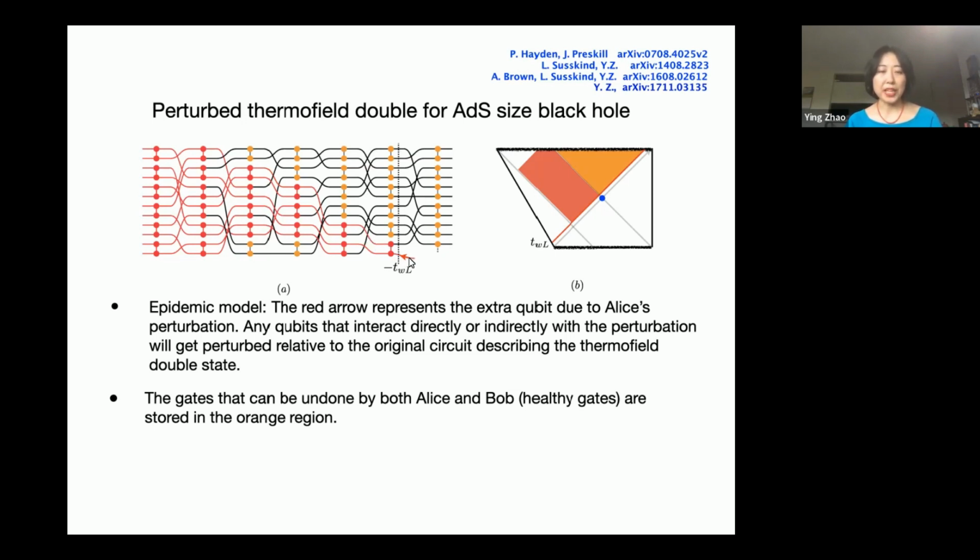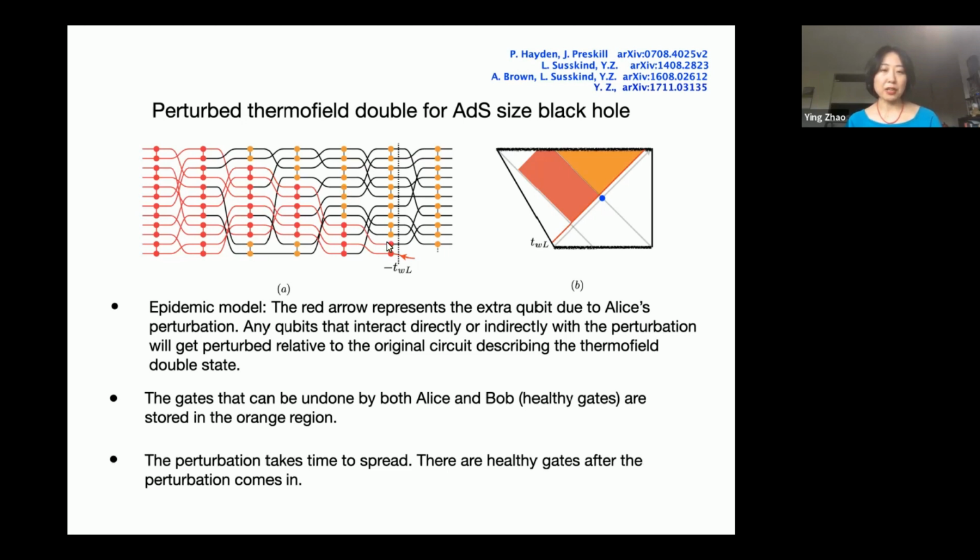Because the dynamics is k-local, this perturbation takes time to spread. That means even after the perturbation comes in, there are still healthy gates left, a large number of gates that can easily be undone from Bob's side. Because this thing spreads like an epidemic, we call the unaffected ones healthy gates. Correspondingly, in the Penrose diagram, after the perturbation comes in, there is still a space-time region which is shared between Alice and Bob. We identify this orange region with these healthy gates on the left-hand side of this perturbation. This is the key property we'll keep using, and it crucially depends on the fact that black hole dynamics is k-local.